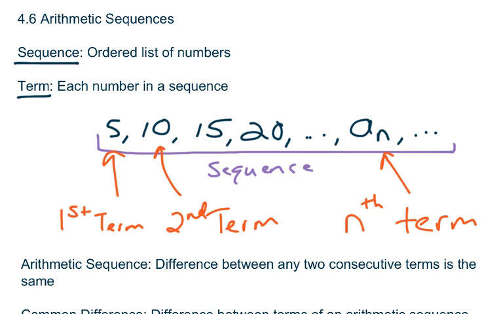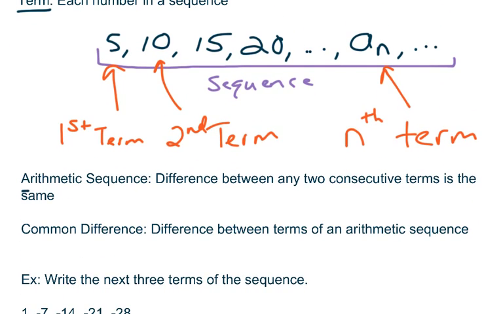Okay, another couple of vocabulary terms here. Arithmetic sequence, not arithmetic. An arithmetic sequence is a sequence where the difference between any two consecutive terms is the same. That difference between any two terms in the sequence is called the common difference. So this is an arithmetic sequence up here because we go up by 5, go up by 5, go up by 5. The distance between them is always the same: 5, 5, 5, and so on. So the common difference in this sequence is 5.